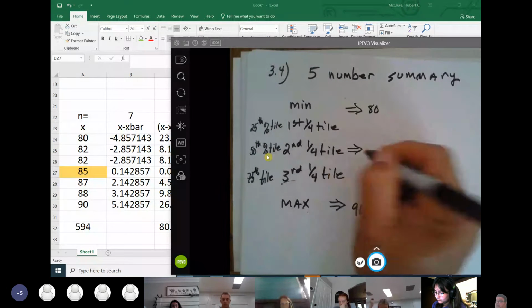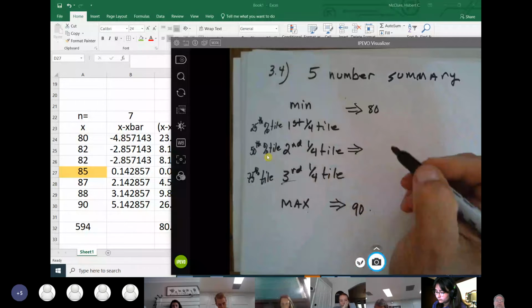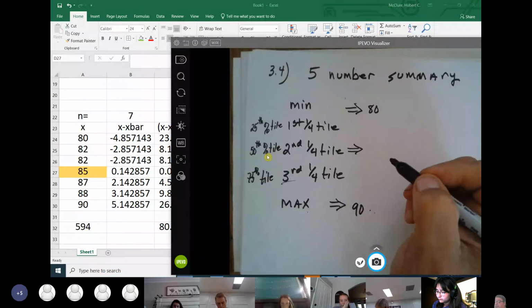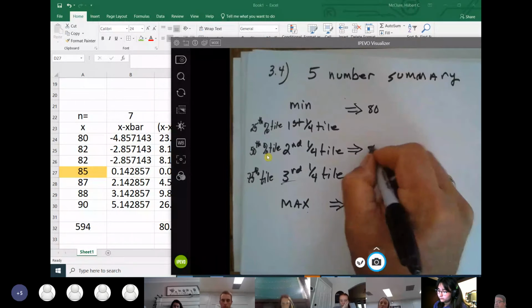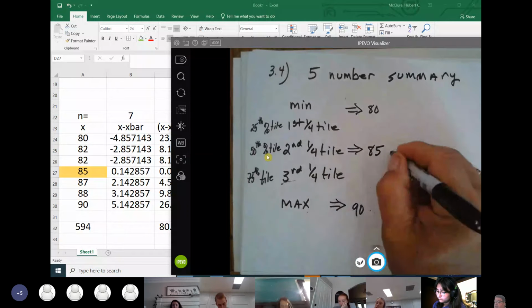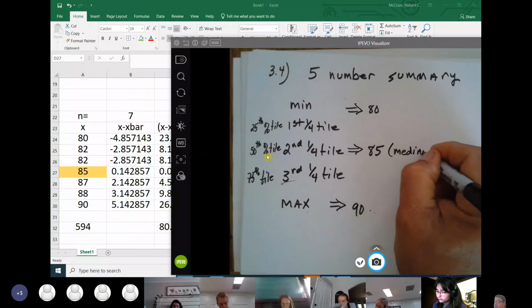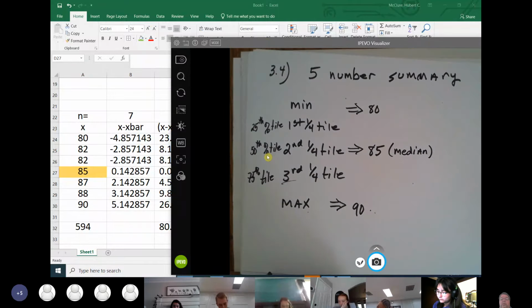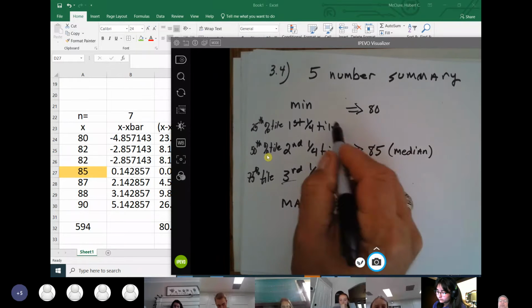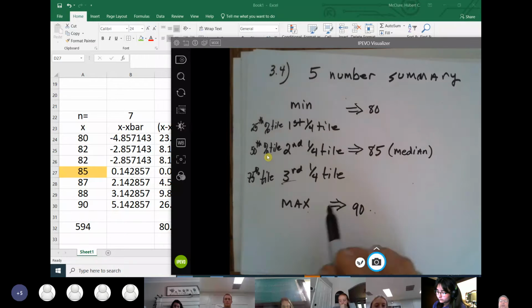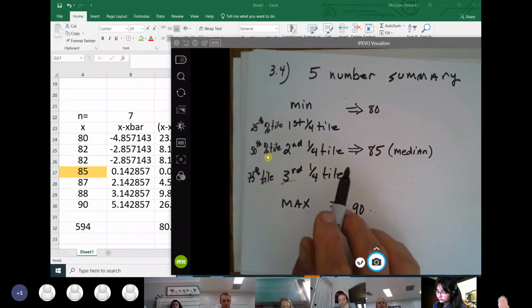We already have the second quartile. Does anybody know what it is? It's 85. The second quartile is always the median. So now all you got to find is the first quartile and the third quartile. How do you do that? Well, you go back to your list of numbers.